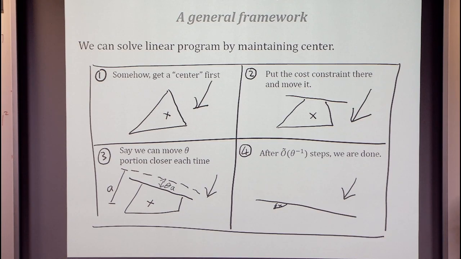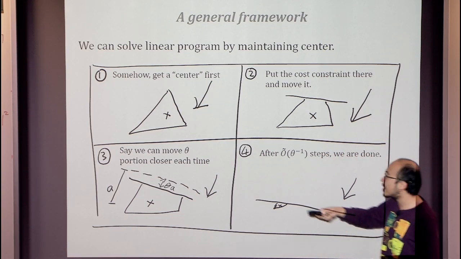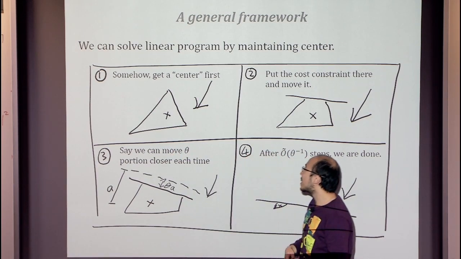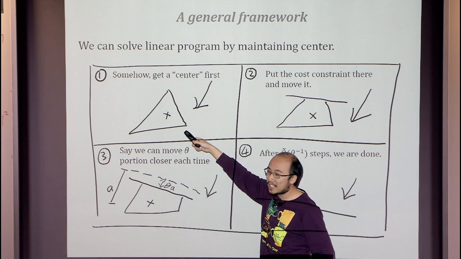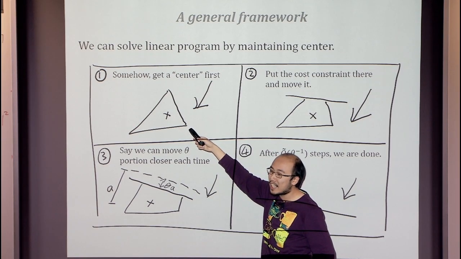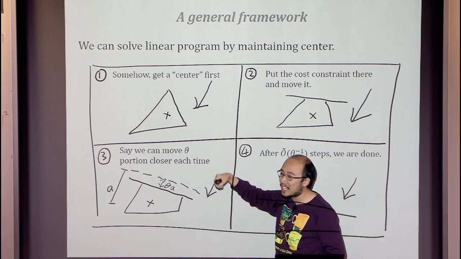In this talk, I will think of solving an LP as maintaining a center of a polytope. For example, say this is the polytope and you want to find that point. Say in the first iteration, you somehow get a center. I haven't defined center yet; I will define it later. Imagine, for example, the center of gravity or whatever center you like.